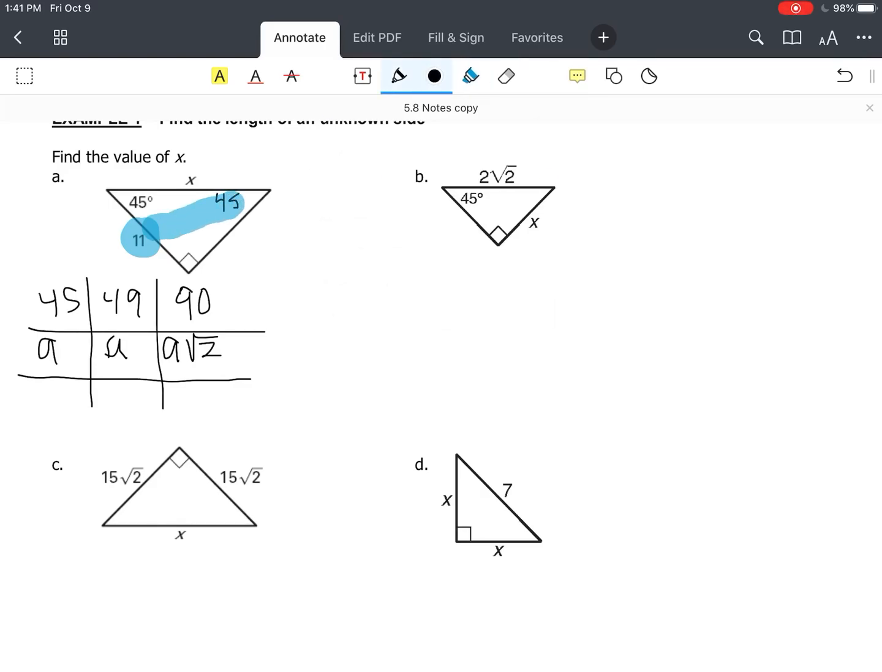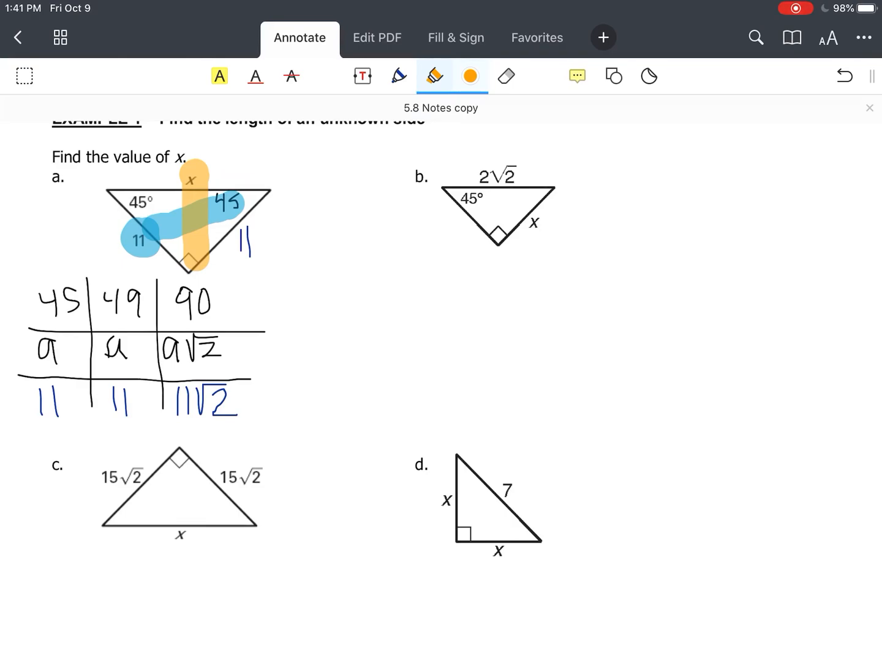And then they told me this side here is 11. Well, 11 is opposite 45. So what that means is I'm going to substitute 11 in under 45 in my chart. So I'm going to write 11 down here. That's saying A, of this formula, A is 11. So again, A is going to be 11. So my two legs are going to be 11. A is 11, so A root 2 would be 11 root 2.